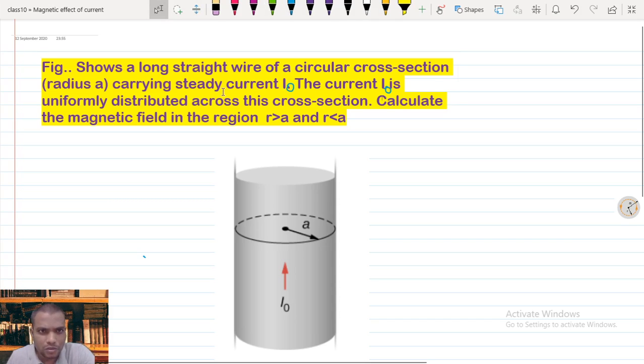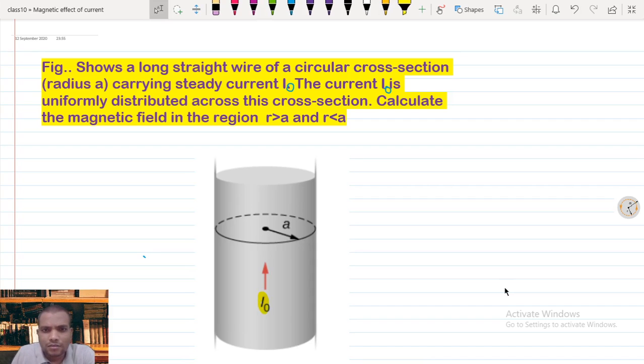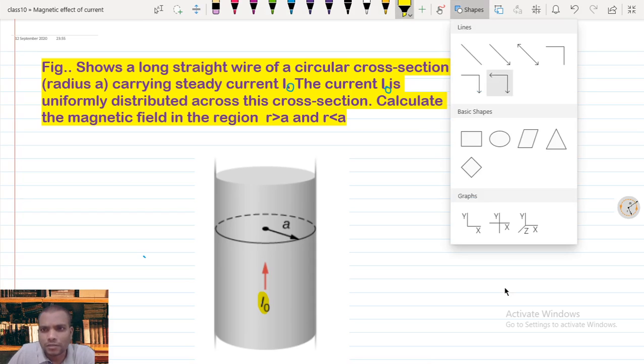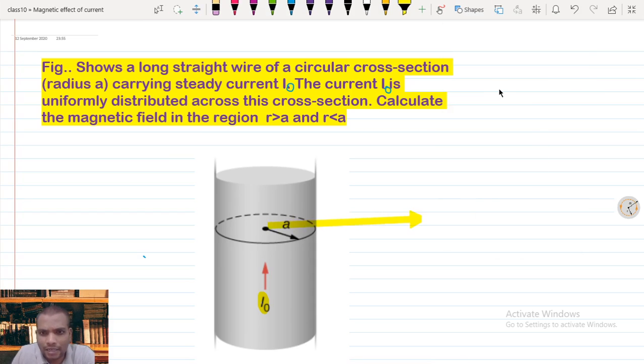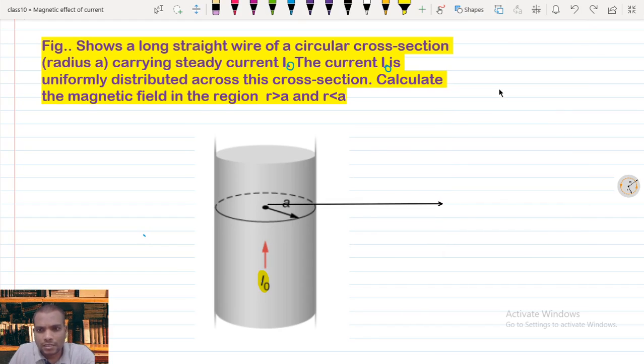So the following figure shows a long straight wire. Through the wire a uniform current I naught is passing. Our task is to find the magnetic field at a given point. Suppose I would like to find the magnetic field at a point which is far away from the radius, which is outside. So let me take a point P at a distance r from the center of the straight conducting wire.